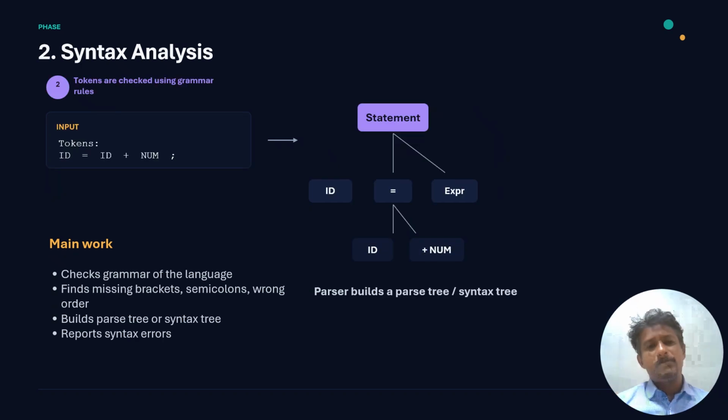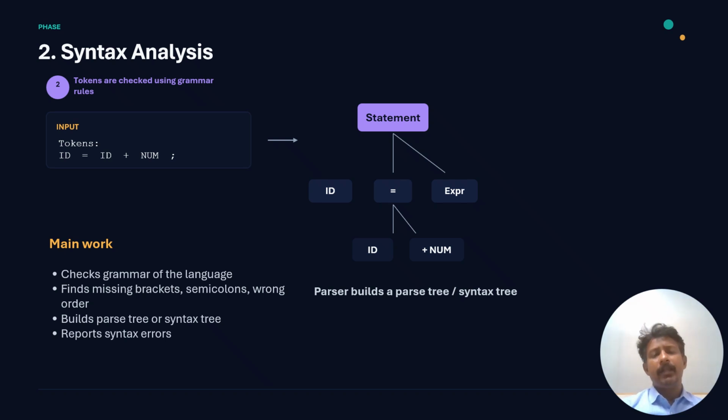Let's see the next phase, the syntax analyzer. The second phase is the syntax analyzer. Syntax analysis is also called parsing. The tool used in this phase is called the parser. So in every phase we use some tool. In the previous phase we used a scanner. Similarly, in the syntax analyzer we use a tool called the parser.